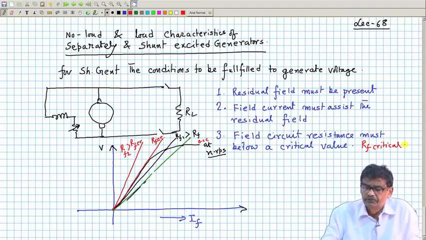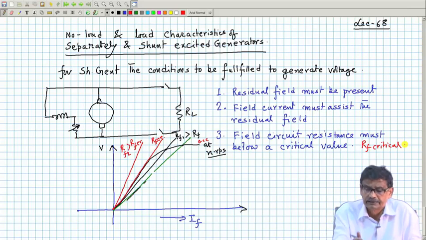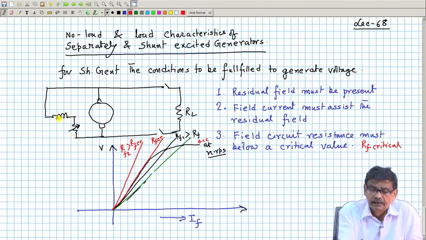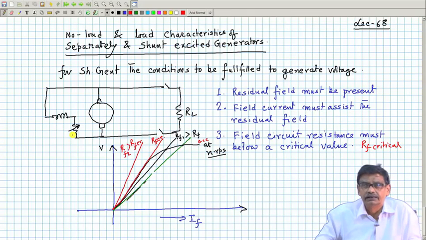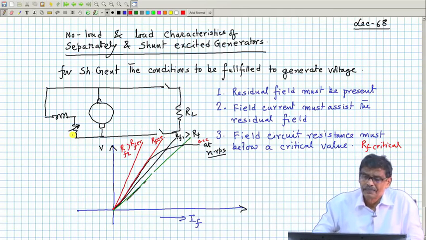If you find the residual field is there, it is assisting, and you are sure it is still not generating any appreciable voltage, then better check the total field circuit resistance. That is the RF external and RF internal, these two together. Of course, you cannot change the internal one, because the coil is inside the machine. So, you have to reduce the external one and check whether it is adjusted to a value less than RF critical, then you will of course get voltage.